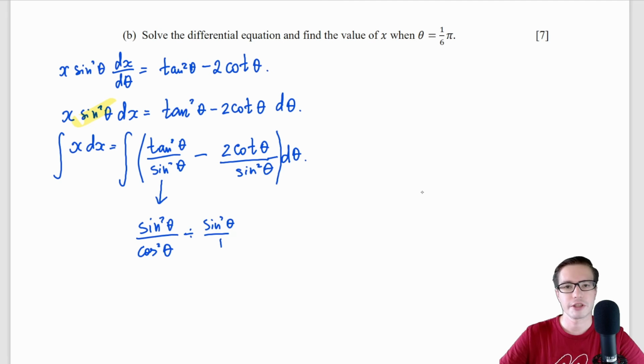Now, how do I divide fractions? Just multiply by the reciprocal, or flip it over and replace division by multiplication. So that will be 1 over sine squared. And now that simplifies to 1 over cosine squared. And now 1 over cosine, that is secant.